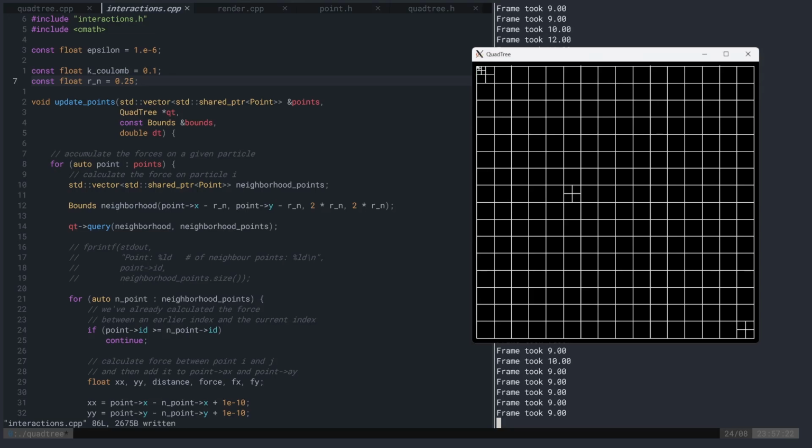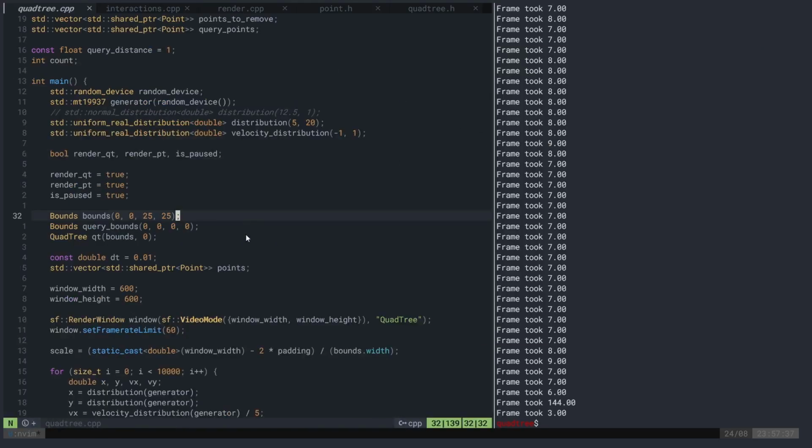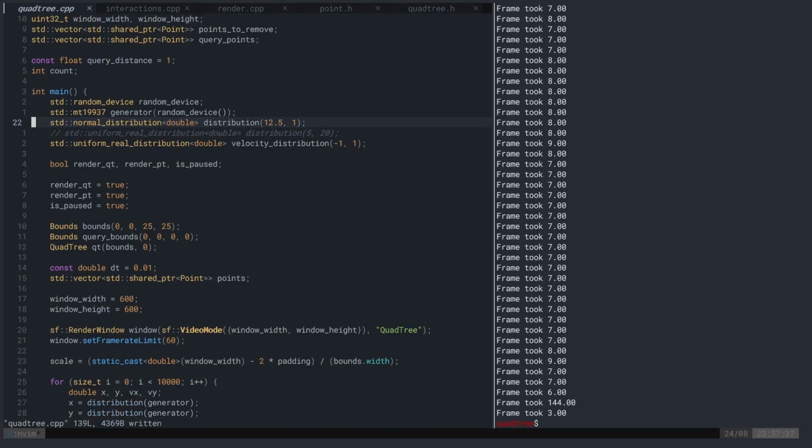With that said, this is basically going to be the end of this series. We'll try to tackle other interesting physics challenges later on through other series. But for now, I'm just going to restart the simulation. I'm going to set it to a really high particle count. Maybe I'll bring back the normal distribution like so.